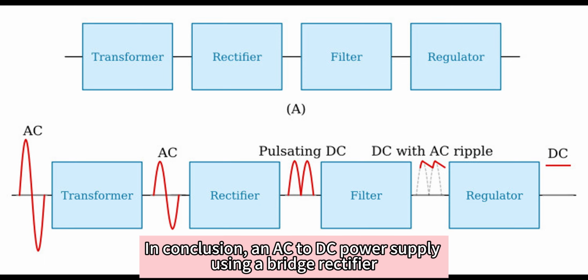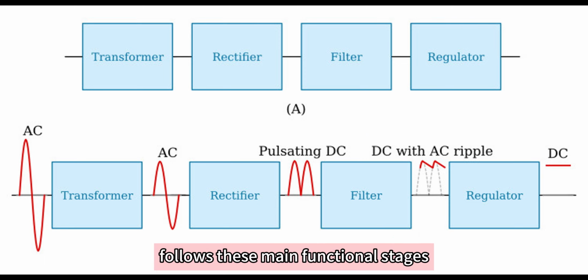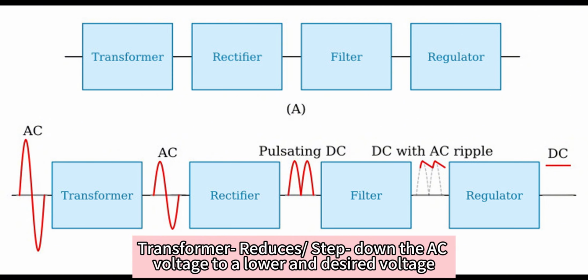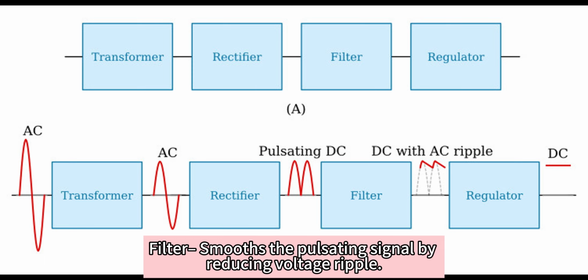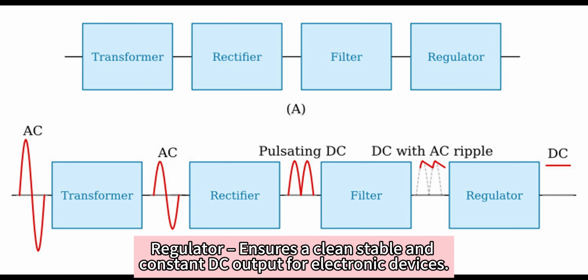In conclusion, an AC to DC power supply using a bridge rectifier follows these main functional stages. Transformer, which reduces or steps down the AC voltage to a lower and desired voltage. Bridge rectifier converts the AC input into a pulsating DC output. Filter smooths the pulsating signal by reducing voltage ripple, and regulator ensures a clean, stable and constant DC output for electronic devices.